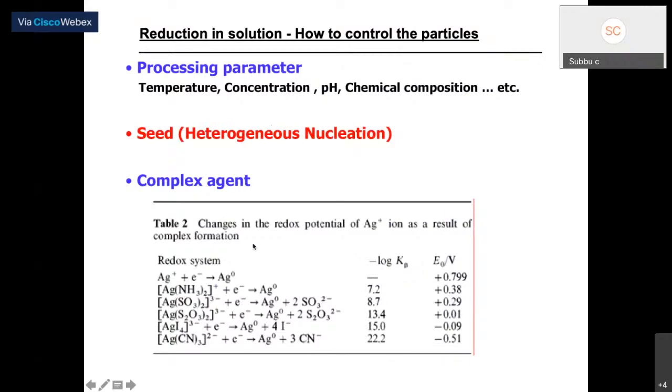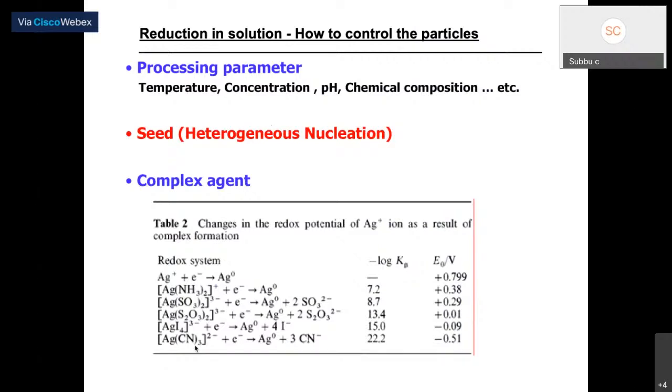Okay, so for example, with pure silver, the reduction to silver zero takes place at this much voltage. But the moment you take a silver complex instead of pure silver, for example silver nitrate, the silver ammonia complex, then the reduction to silver zero takes place at a different potential, or the KSP value is different. Especially cyanides, you take for example. That's the reason why mostly gold and silver are worked with cyanides.